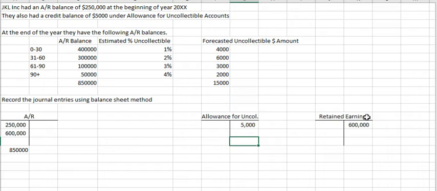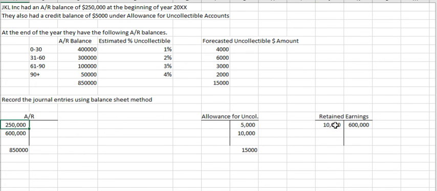And the allowance for uncollectible accounts at the end of the period needs to be $15,000. So we start with $5,000. It needs to get to $15,000. In order to get there, the allowance needs to increase by $10,000. So $10,000 plus $5,000, that's going to get us to $15,000. And this $10,000 is what's called the bad debt expense. It's an expense type. It's going to reduce our retained earnings by that amount.